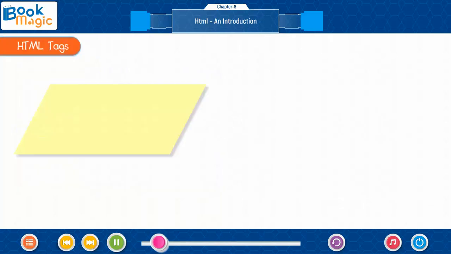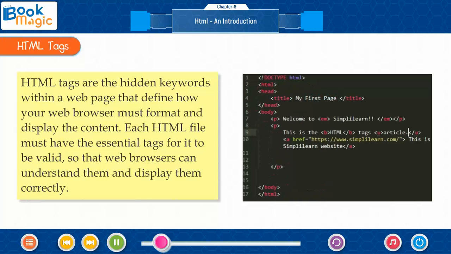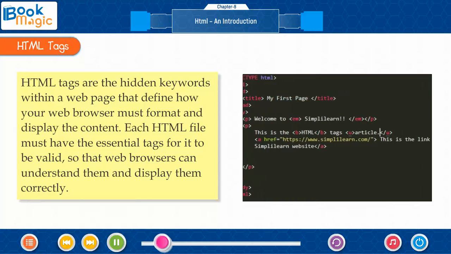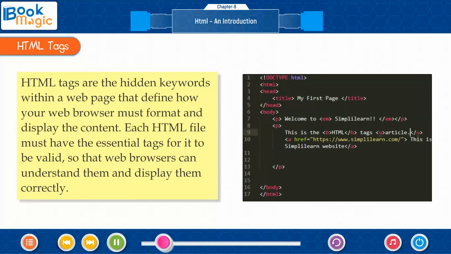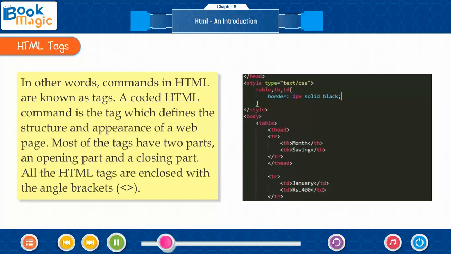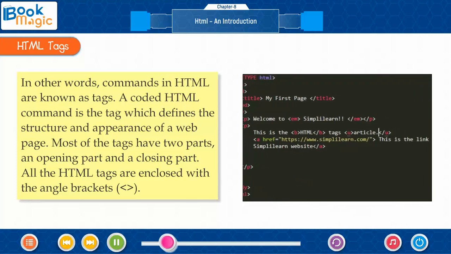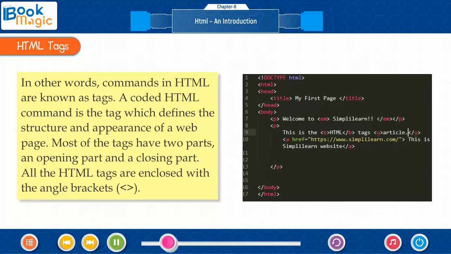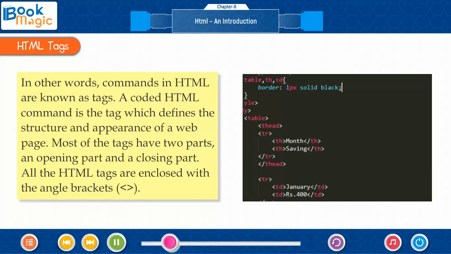HTML tags. HTML tags are the hidden keywords within a web page that define how your web browser must format and display the content. Each HTML file must have the essential tags for it to be valid, so that web browsers can understand them and display them correctly. In other words, commands in HTML are known as tags. A coded HTML command is the tag which defines the structure and appearance of a web page. Most of the tags have two parts, an opening part and a closing part. All the HTML tags are enclosed with angle brackets.